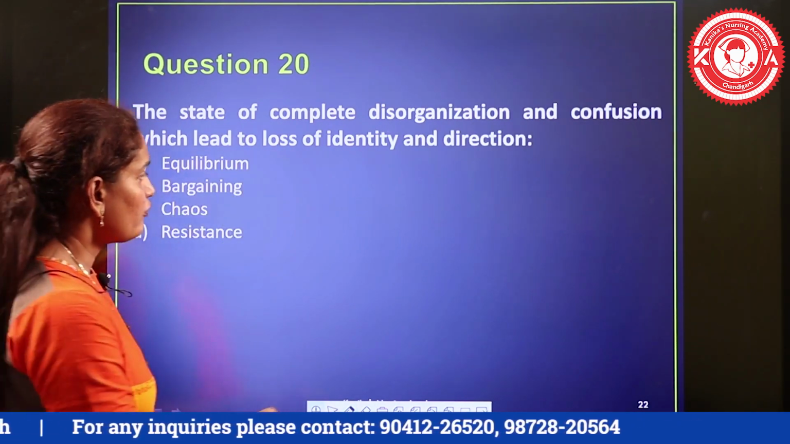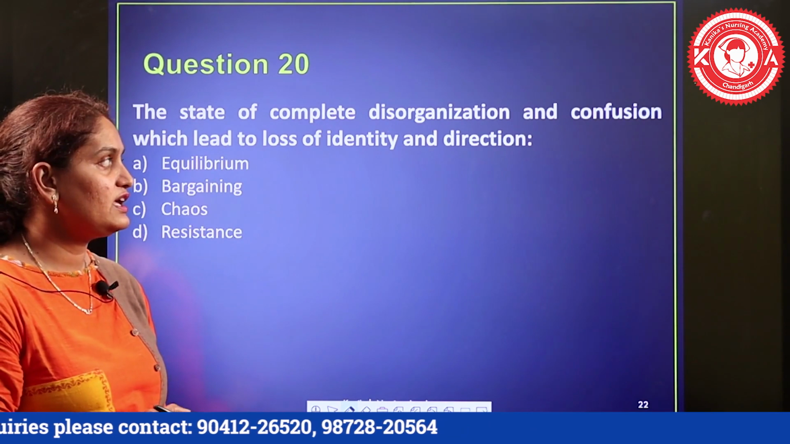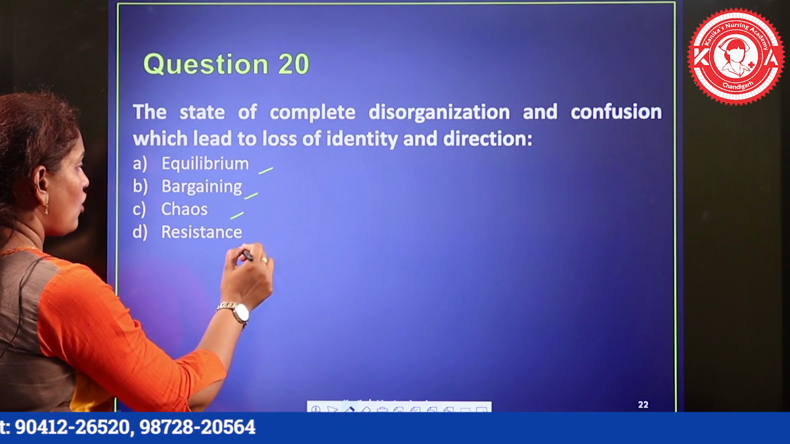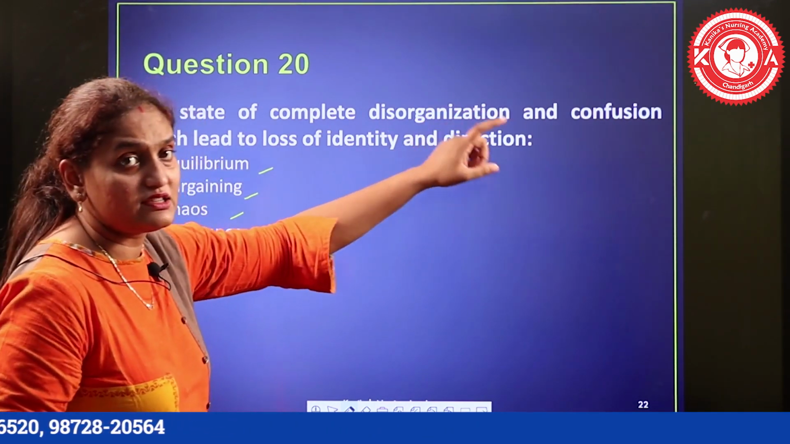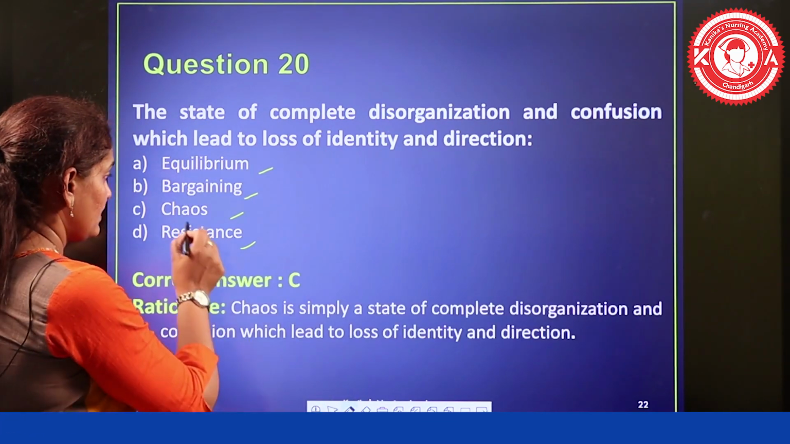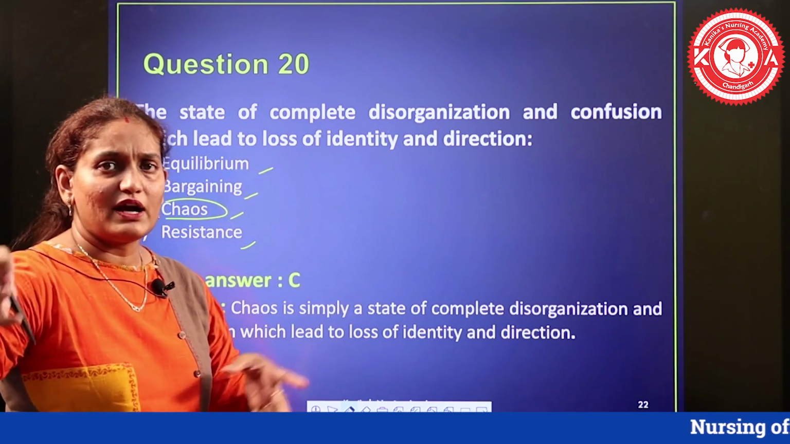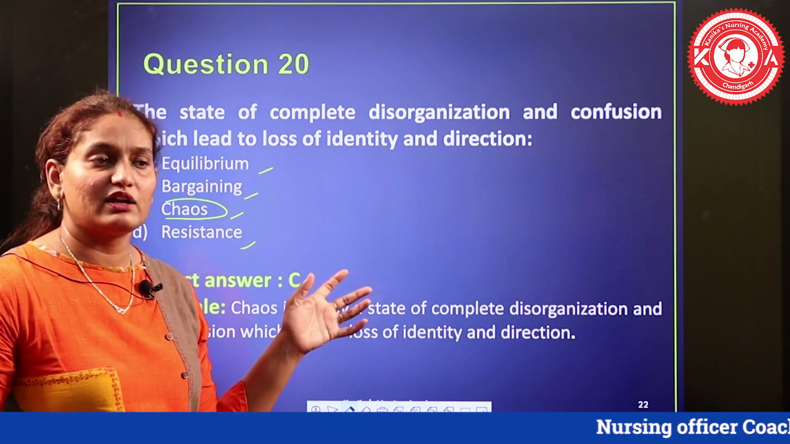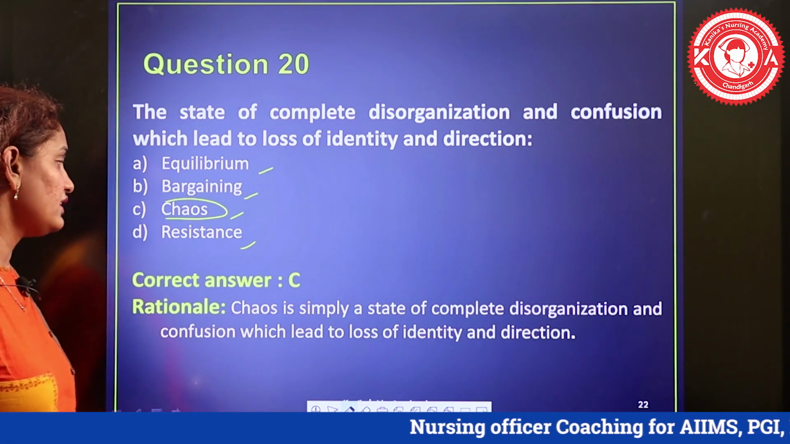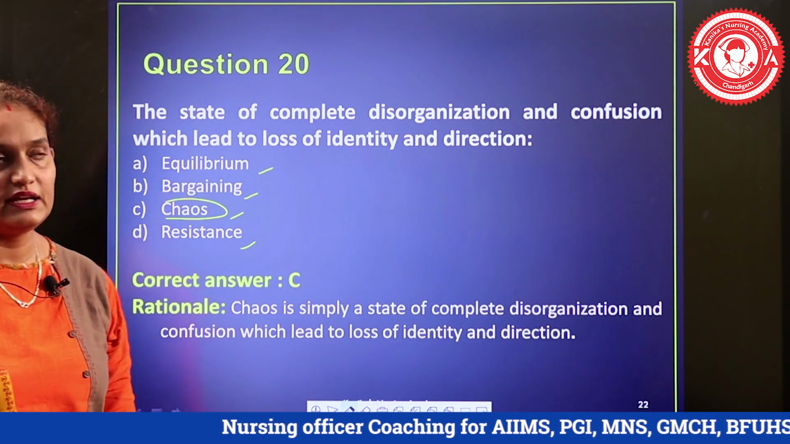Next is the state of complete disorganization and confusion which leads to loss of identity and direction, known as equilibrium, bargaining, chaos or resistance. Complete disorganization and confusion means what? It is a chaos-like situation. Chaos-like situation is something where two people or two parties are having bargaining, negotiation, but none is agreeing to the other party's decisions or thoughts. Then the chaos is created. It is simply a state of complete disorganization and confusion which leads to loss of identity and direction.